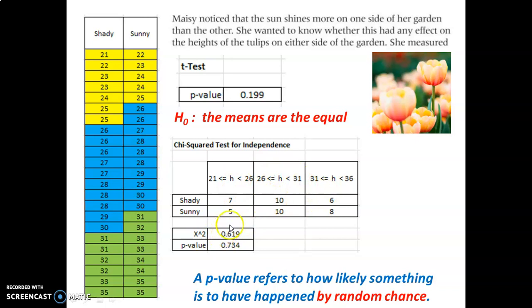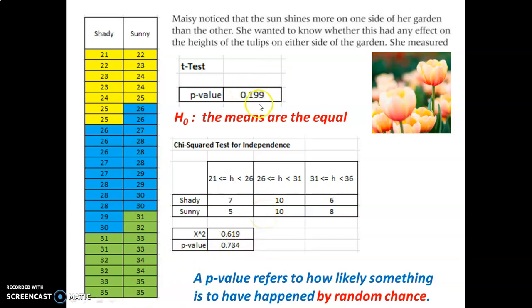And the chi-squared statistic there is 0.619, and the p-value there is 0.734. So again, these are different p-values because these are different tests. But this p-value in our chi-squared test tells us that for the differences between this observed data and what would be expected, there's a 73% chance that that could happen randomly. Whatever difference we observe between this data and the expected data, it is 73% likely that it could happen randomly. So that tells you, wow, basically it's very likely that that could happen randomly.